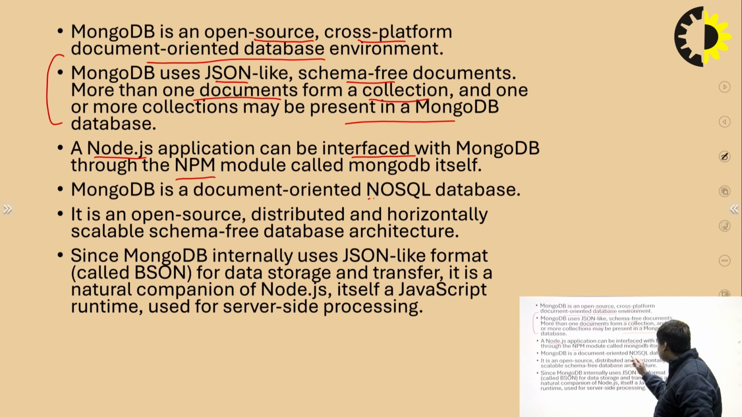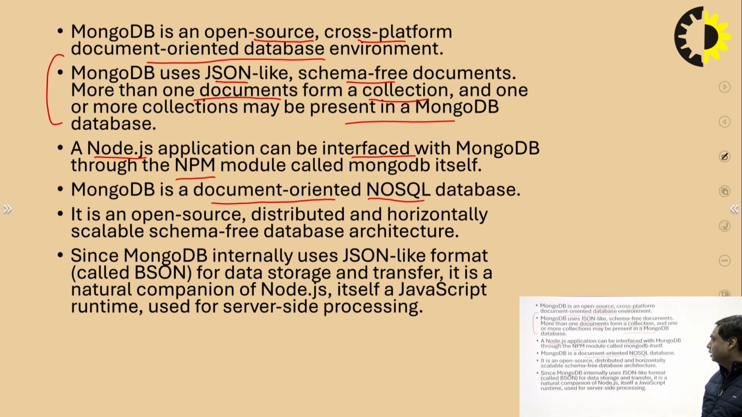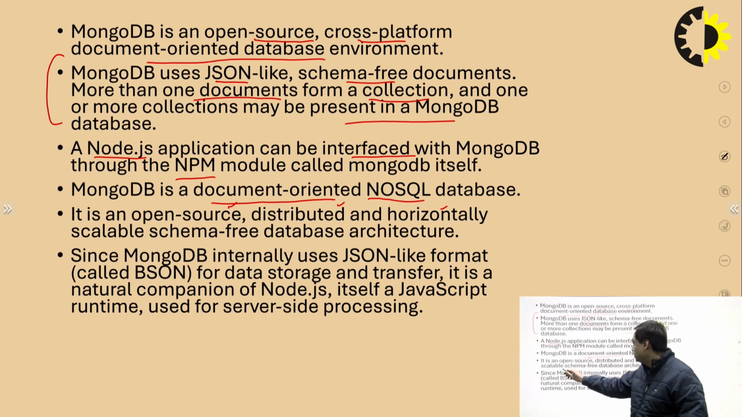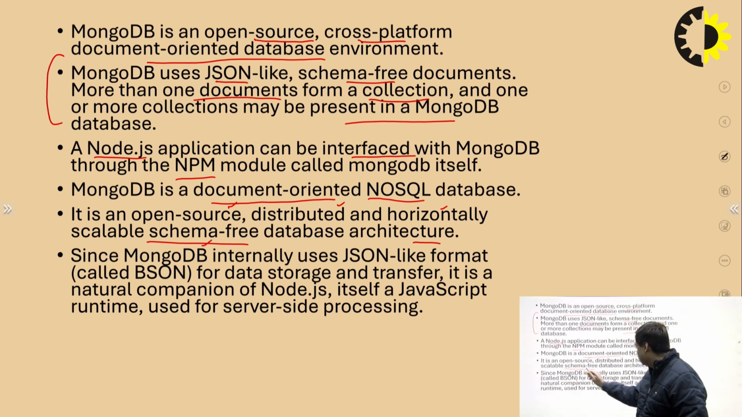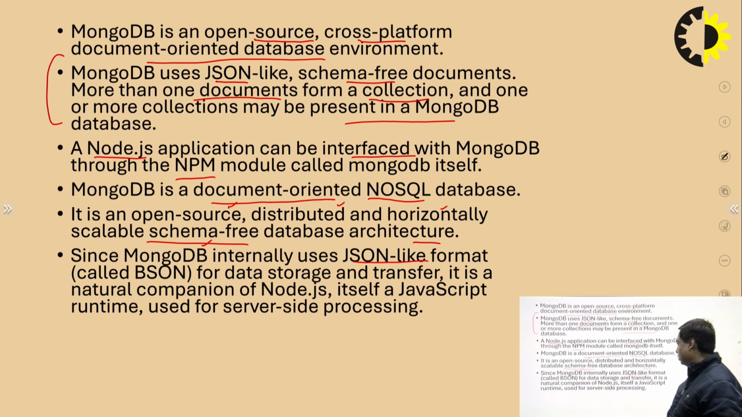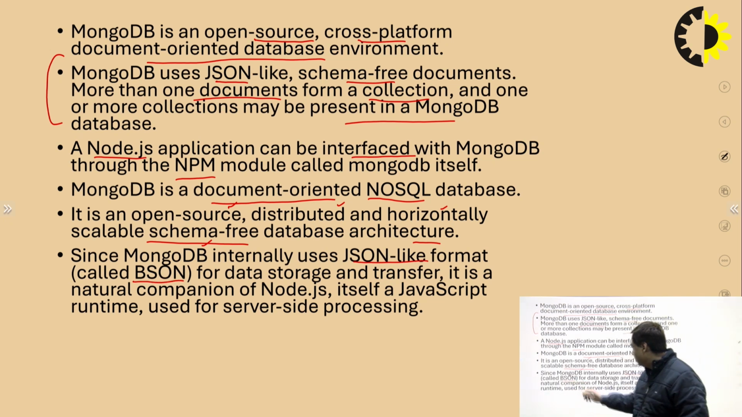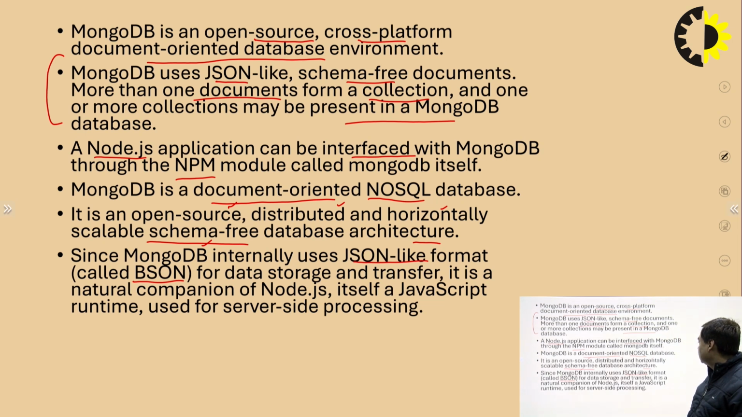MongoDB is a NoSQL database. Therefore, it is called a document-oriented database. It is an open source, distributed, horizontally scalable, schema free database architecture. Since MongoDB internally uses a JSON-like format, sometimes it is also called BSON for data storage and transfer.